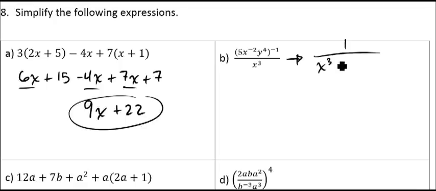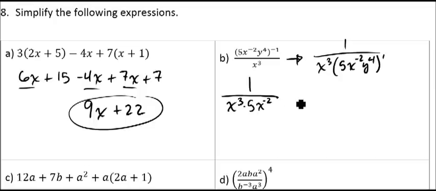And now this whole thing is going to become 5x to the negative 2, y to the positive 4, and it's all going to be now raised to the positive 1 power, which is convenient because I don't have to do anything with that. Everything's to the positive 1 power. So if I write this without the parentheses, it's 1 over, I have an x cubed, I still have this 5, I have an x to the negative 2nd power, and I have a y to the positive 4.